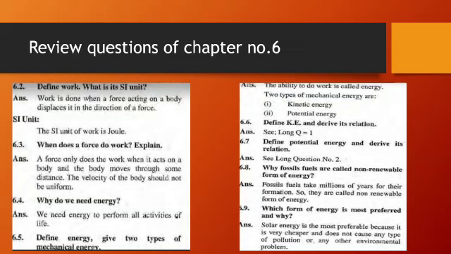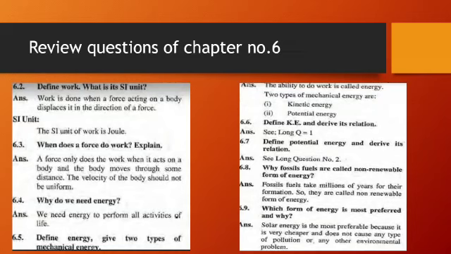So in some cases it happens that the force is being applied, everything is there, but still the work done is zero because of some implications of physics rules. 6.4 is: why do we need energy? We need energy to perform all activities of life. Definitely, we take chemical energy in shape of food, and that chemical energy is converted into different forms of energy like heat, kinetic energy, and that's why we are able to fulfill all the activities of our life.